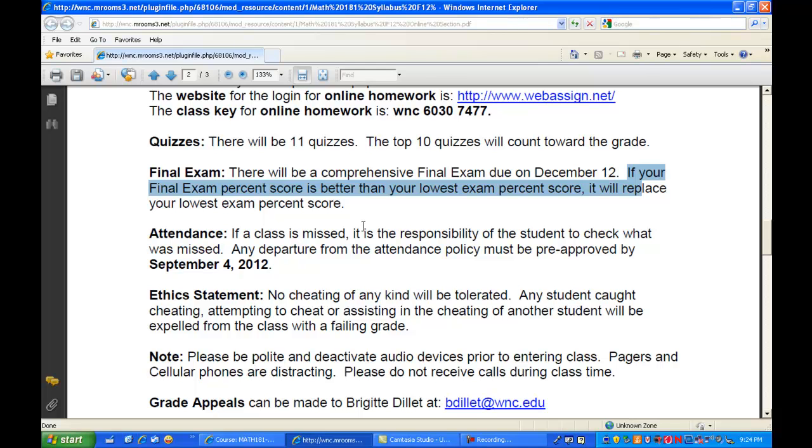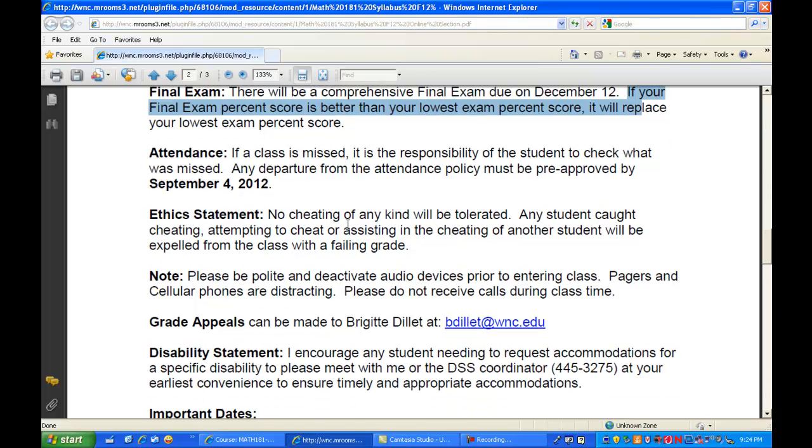If a class is missed, it's the responsibility of the student to check what was missed. Any departure from the attendance policy must be pre-approved by September 4th. No cheating is going to be tolerated. If you are taking a paper exam and it looks like someone else's, with the same wrong answers and same right answers, it will be considered cheating, so don't do that.